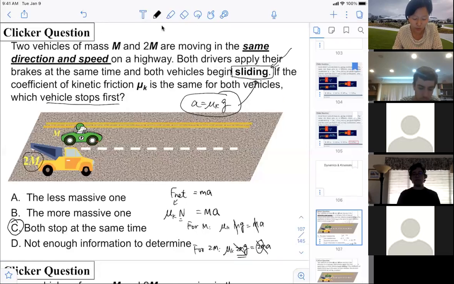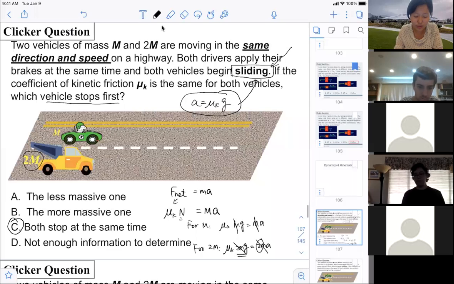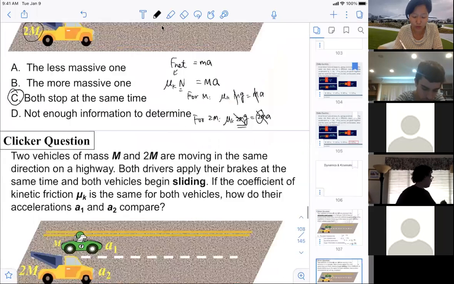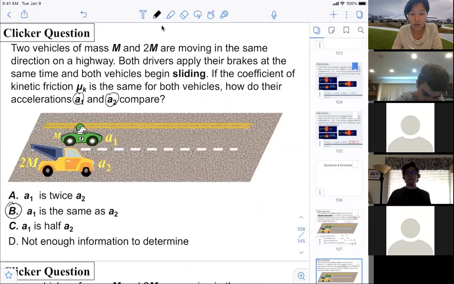So we kind of did two questions together, because to answer which one takes longer, I changed it to another question. That's a kinematics question: which one has a bigger acceleration? And using dynamics, Newton's second law we just did, you figure out a1 and a2 are the same. So they take the same amount of time to stop.